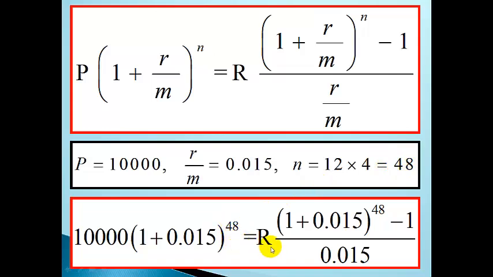So this is equal to R. We have 1 plus R over M is also 0.015. So we have plus 0.015 exponent N. And N is equal to 48. So we have exponent 48 minus 1 divided by R over M, that is 0.015. When we divided R by M, we have 0.015.